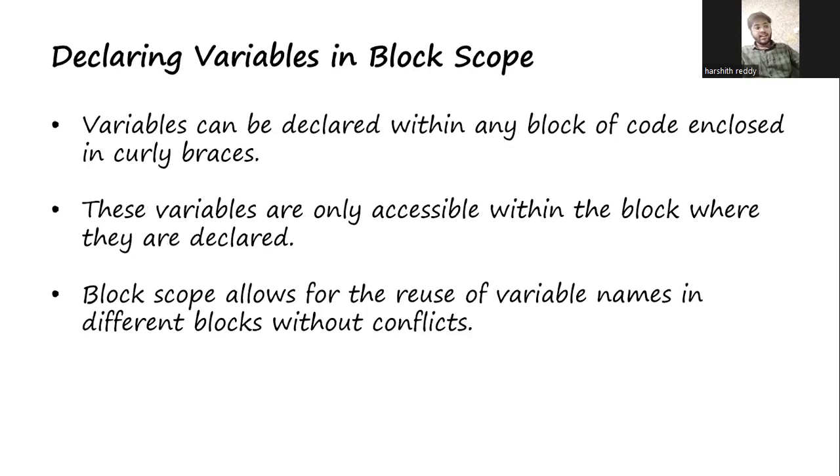Now the declaration of block scope. Block scope is declared by using curly braces. It means a variable can be declared within any block of code enclosed in curly braces. These variables are only accessible within the block where they are declared. Block scope allows for reuse of variable names in different blocks within the code. Let us take an example of a program here, then you can clearly know how block scope works.